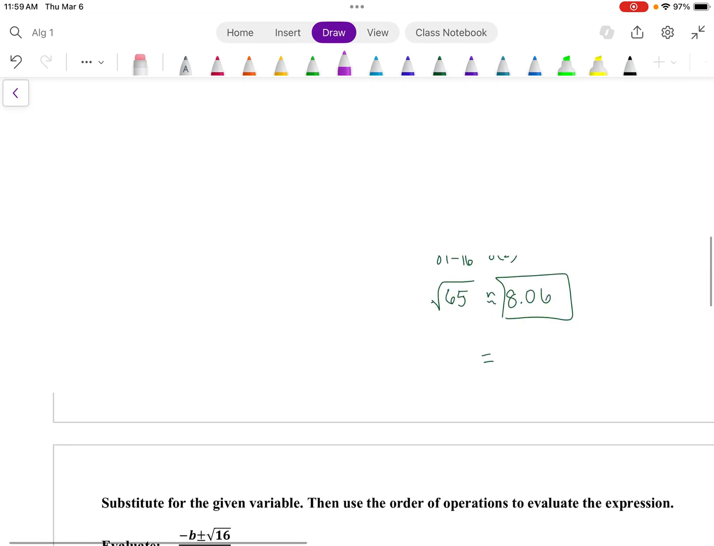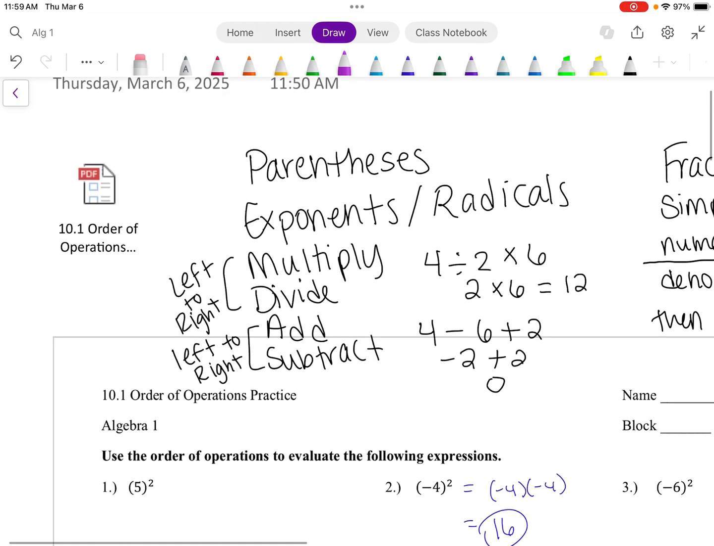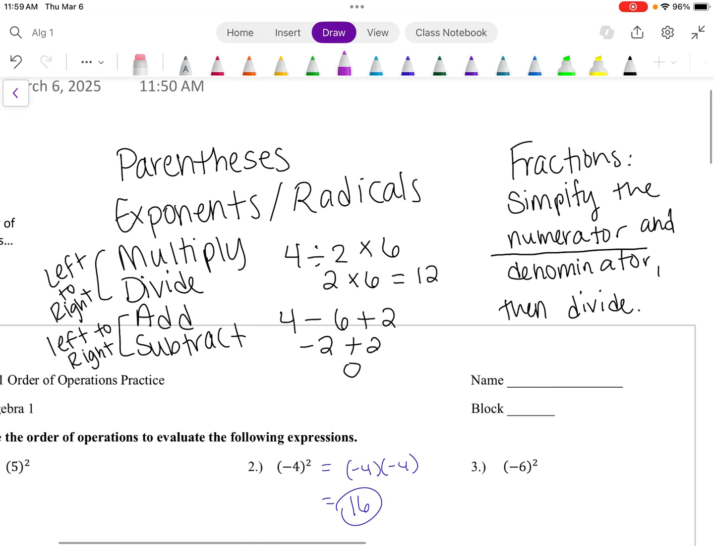So make sure you understand the order of operations. It'd be a good idea to jot this down as a reminder.